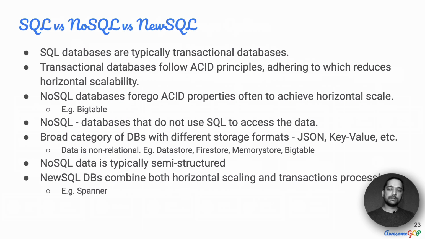Those come on the far right of what would be unstructured data. In recent years, there's been a new type of database called a NewSQL database. A NewSQL database tries to combine both the transaction processing and horizontal scaling, and a NewSQL database available within Google Cloud is Cloud Spanner.